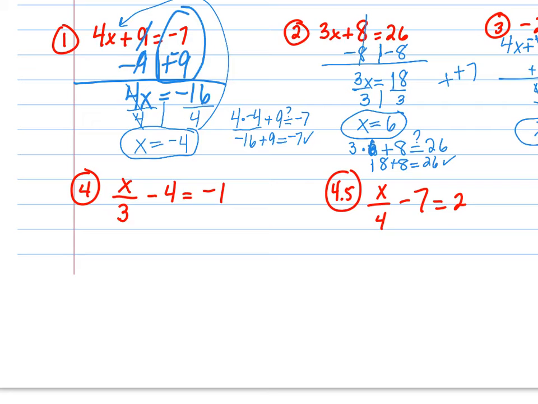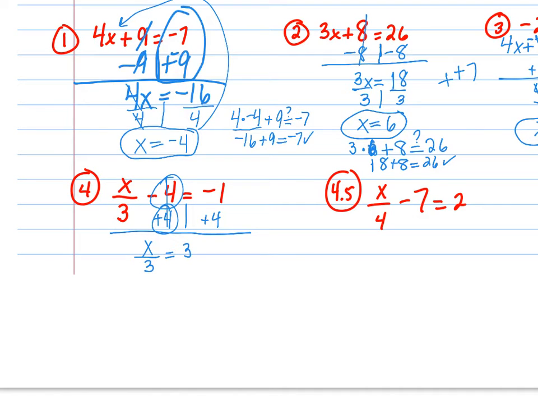All right, look at number 4. So we're going to undo the order of operations. We want to get our variable by itself. So we're going to put our wall up. How do we get rid of minus 4? Plus 4 on both sides, right? Do those cancel out? 4 minus 4? So we're left with x divided by 3 equals 3.